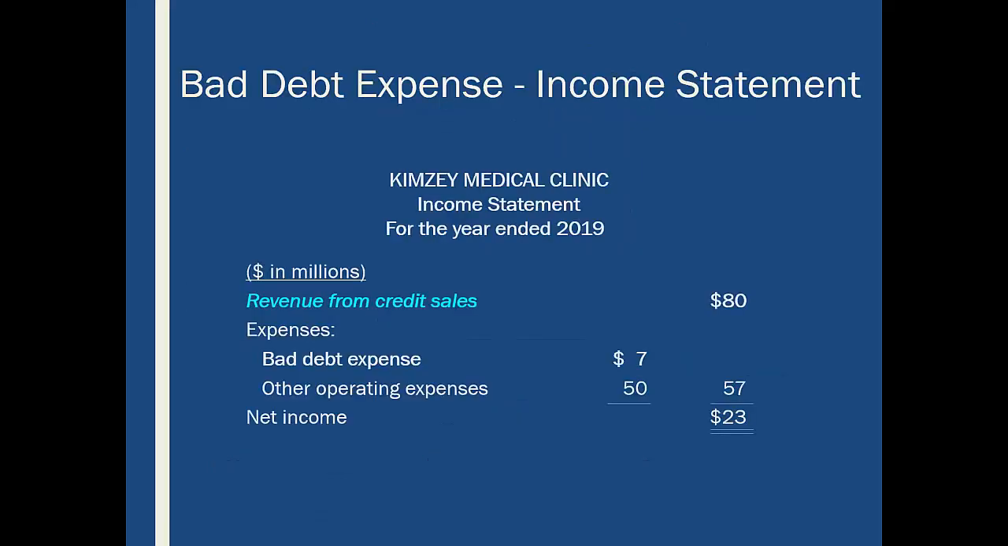Okay, so here's kind of how an income statement might look. Here's my revenue, here's my bad debt expense, and then there's my net income. The reason I point this out is because bad debt is just like any other expense, and it is directly reflected and reduces the amount of revenue to get us to our net income.